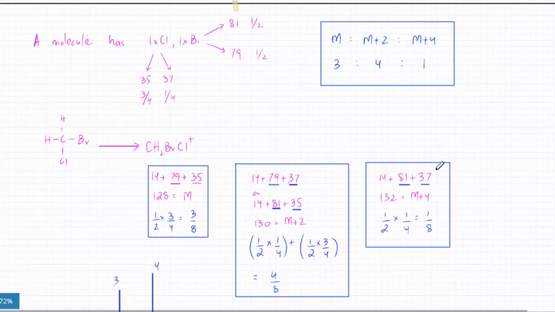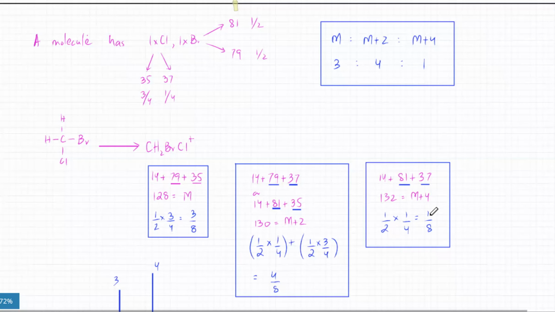And the last one is a molecular ion with a mass of 132 as well. In this case, both of them are the heavier ones. You have the heavier isotope of bromine, which is 81, and the heavier isotope of chlorine as well, which is 37. So what's the probability of 81? That's 1/2. What's the probability of 37? That's 1/4. And that gives me 1/8.